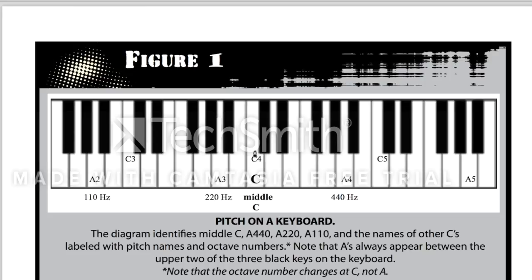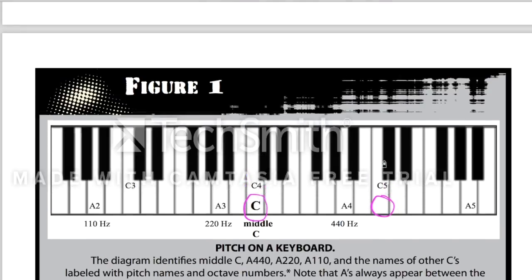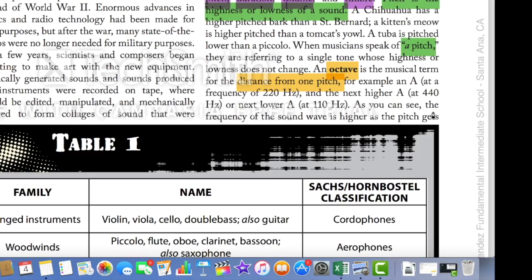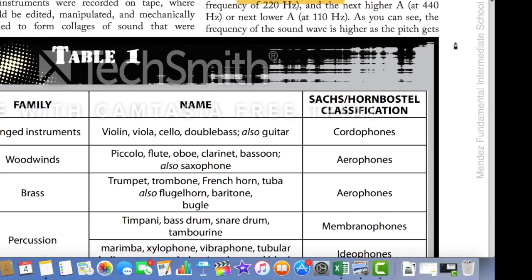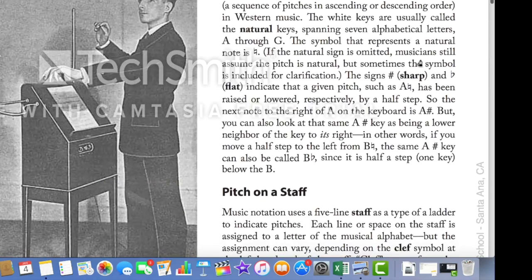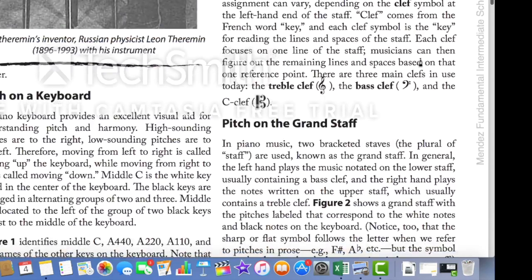An octave is, let's say this is the key C, right? An octave higher would be a C that's higher right there. That's one octave. So it's 1, 2, 3, 4, 5, 6, 7 apart, right? So let's keep going. As you can see, the frequency of the sound wave is higher as the pitch gets higher.